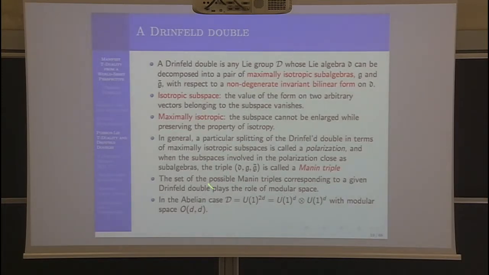The set of all the possible Manin triples corresponding to a given Drinfeld double plays the role of a moduli space. In the case of the abelian T-duality, the Drinfeld double is U(1)^D, which can be decomposed in this way, with moduli space that gives also O(D,D). So actually, the O(D,D) T-duality can be seen from this point of view as a particular case of this framework.